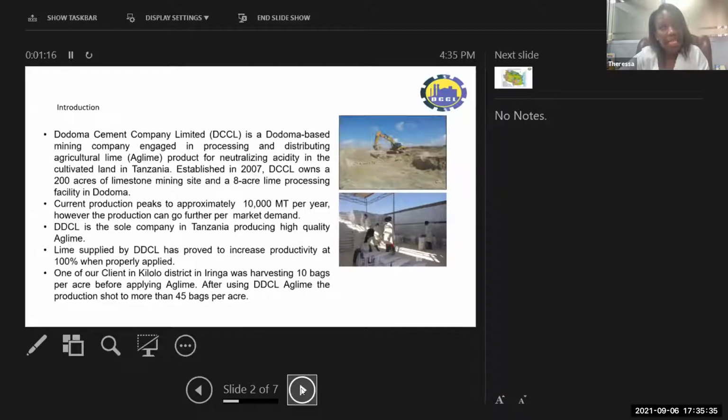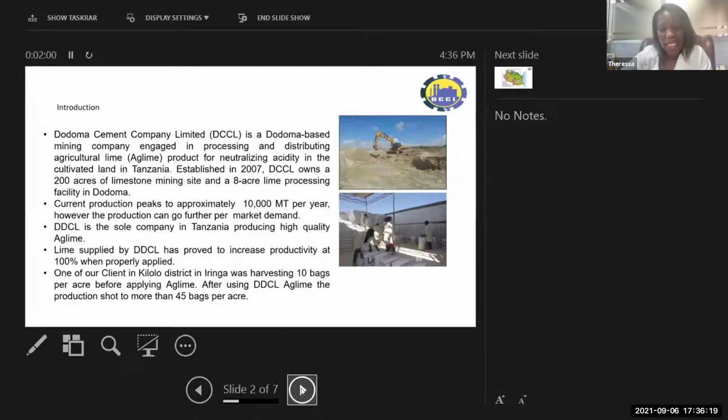And we have been in the market for many years, since 2007, here in Tanzania. In terms of richness, Doma Cement owns 200 acres of limestone mining site, from which we can extract lime for the next 100 years to come, and the lime will still be available. Not only that, we also have 8 acres of lime processing facility in Dodoma. What is unique about Doma Cement is that our company is among the only known and qualified companies that produce and distribute agricultural lime.